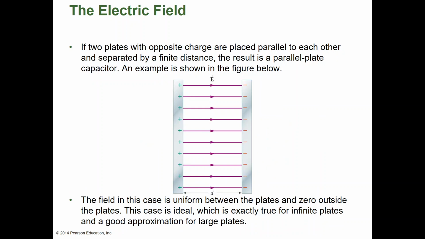So if two plates with opposite charges are placed parallel to each other and separated by a finite distance, the result is a parallel plate capacitor as shown here. The electrical field also is very unique. What is unique about this electrical field? The lines are just straight. They're all parallel.